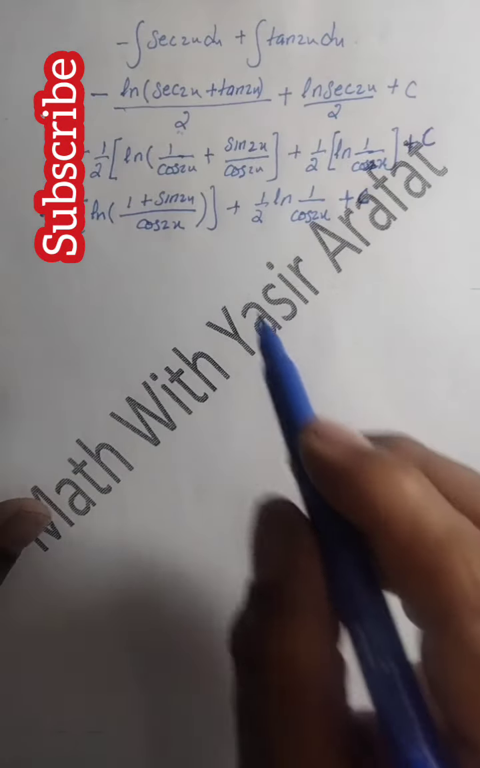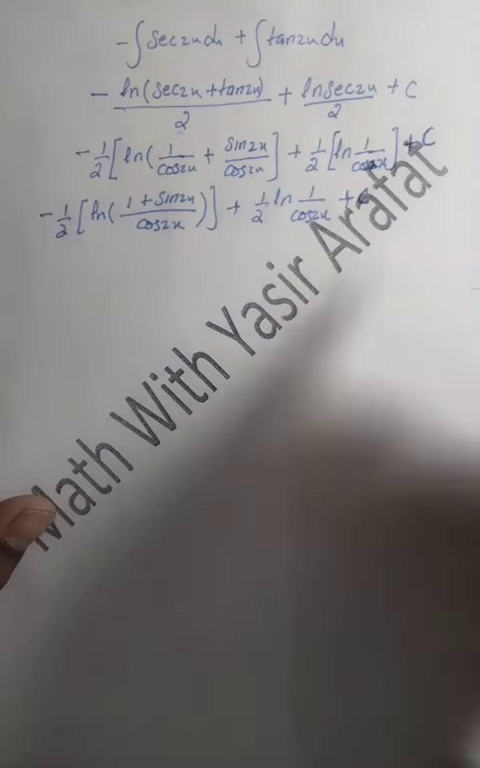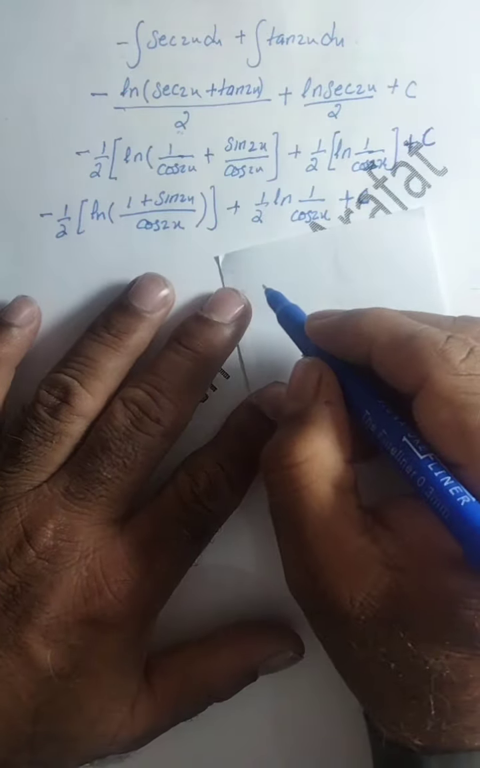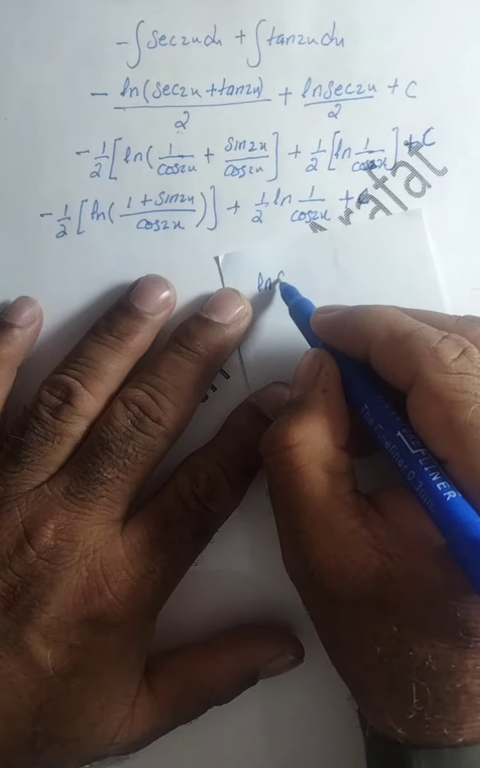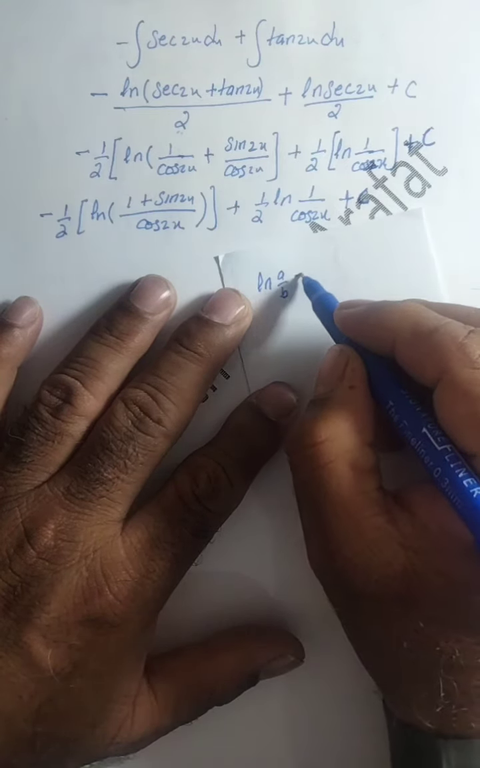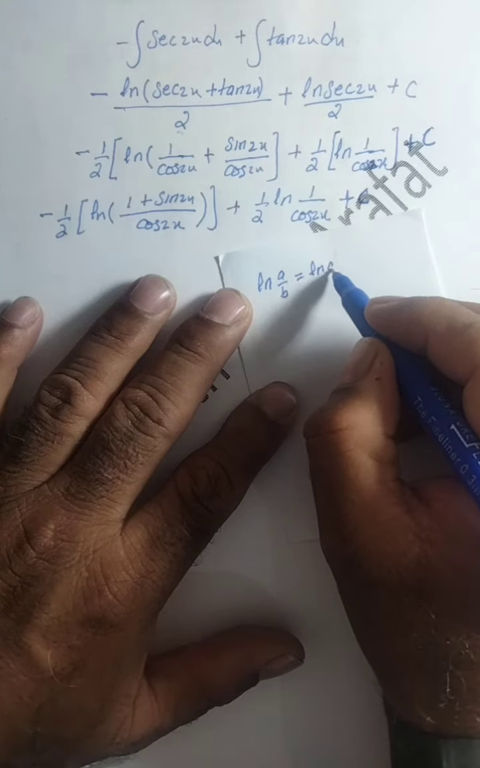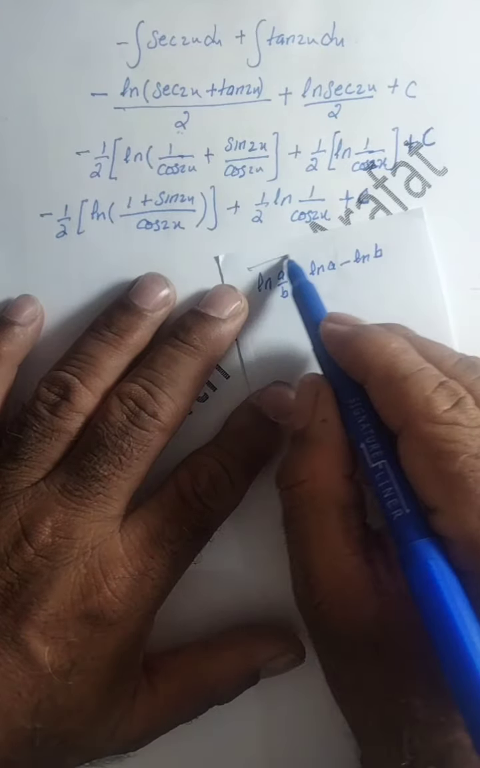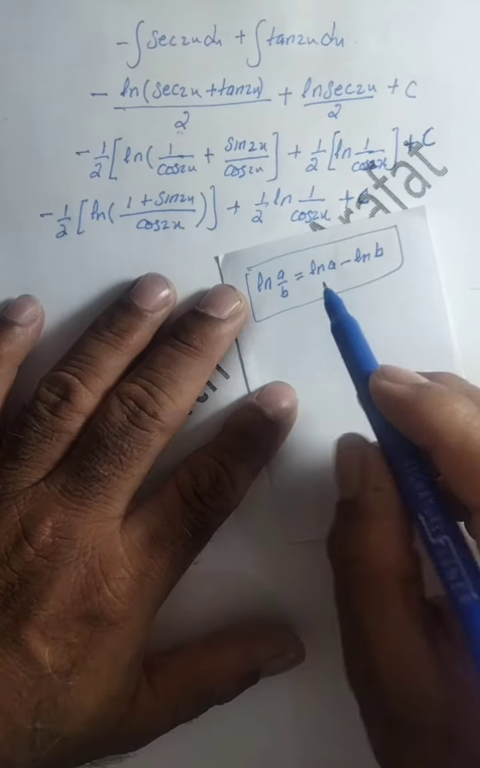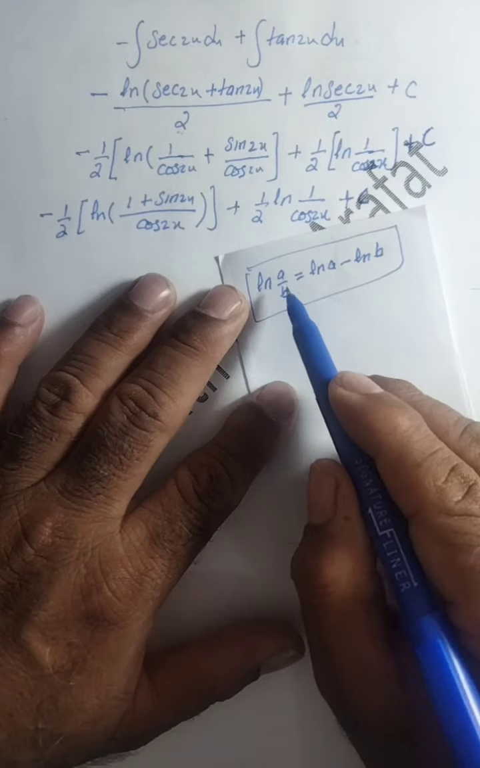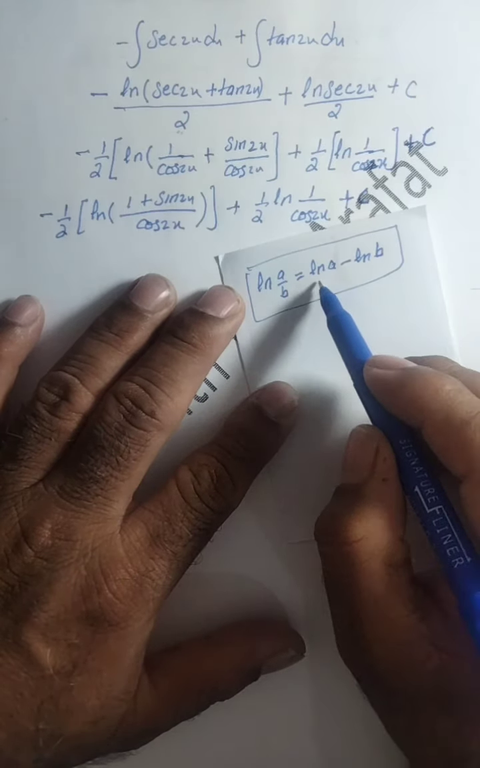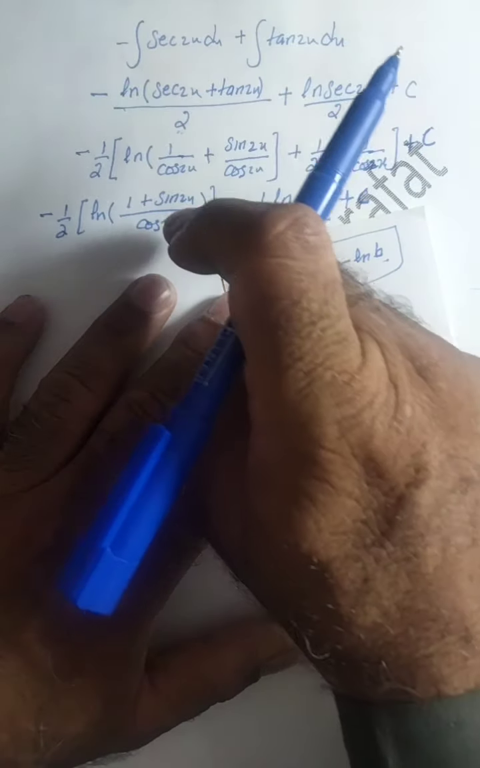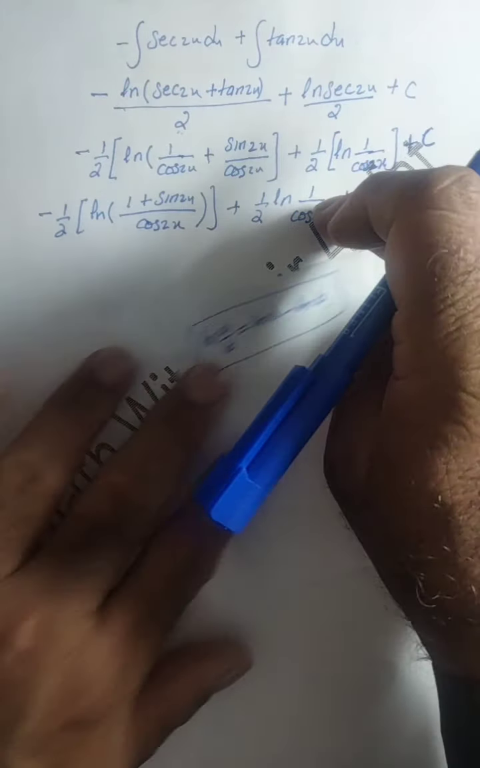Now here we have to use the property of the log. And what is the property of the log here? That is, if this is ln a over b, that will be equal to ln a minus ln b. This is the formula of ln a over b. If it is in division, then it will be equal to ln a minus ln b. We have to apply this formula on this expression and in this expression.